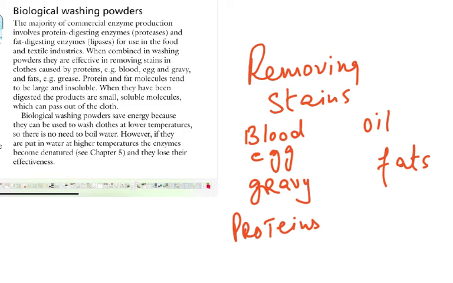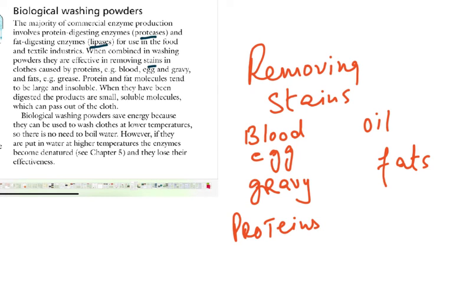The next thing we want to discuss is biological washing powders. The normal washing powders that we have are not labelled. You have to really see whether you want to buy a biological washing powder or a non-biological washing powder. Now, the majority of commercial enzyme production involves protein digesting enzymes, proteases, and fat digesting enzymes, lipases, for use in the food and textile industry. When combined in washing powders, they are effective in removing stains in clothes.